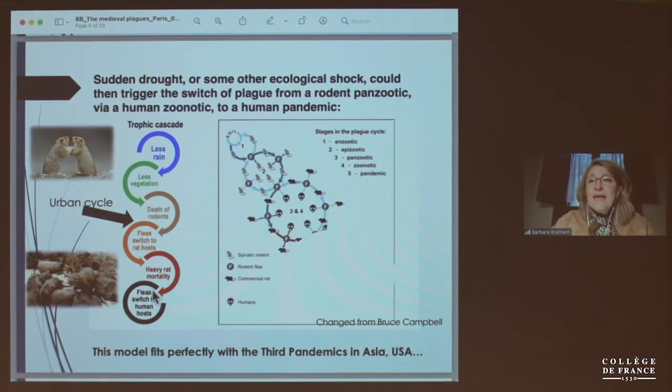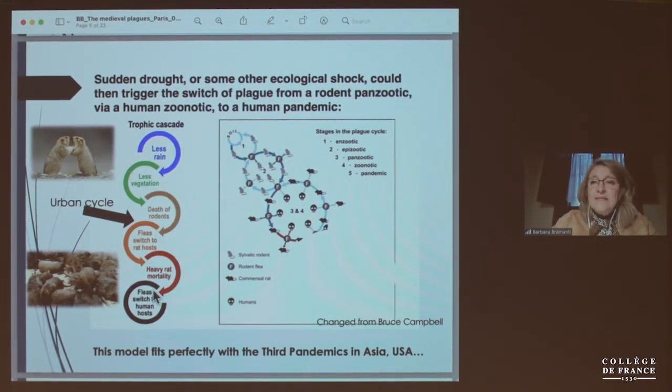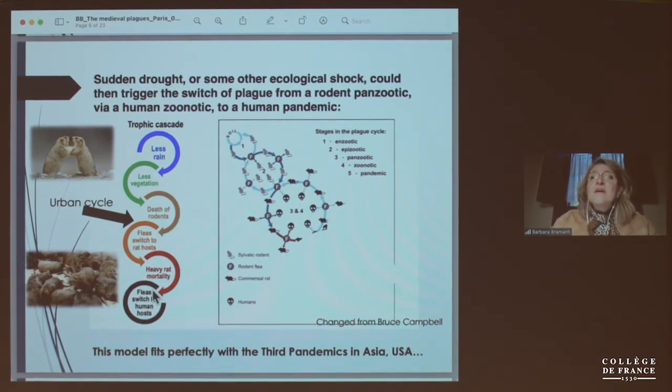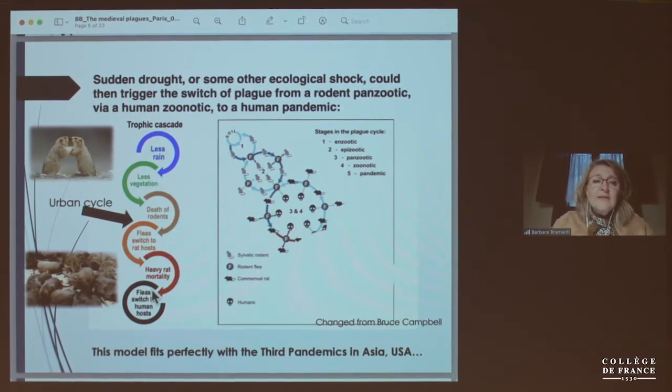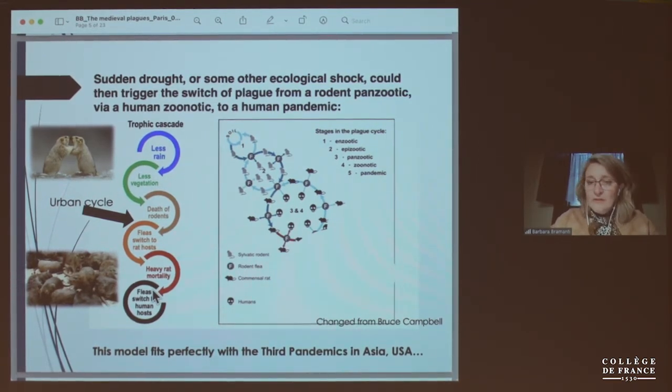Well, what happens when you have this heavy mortality of rats? Their fleas cannot survive at a low temperature, therefore they switch to another host, and this other host can be also the human host.